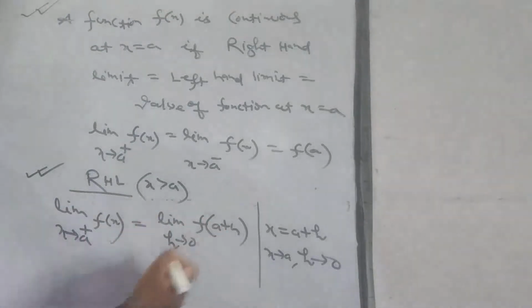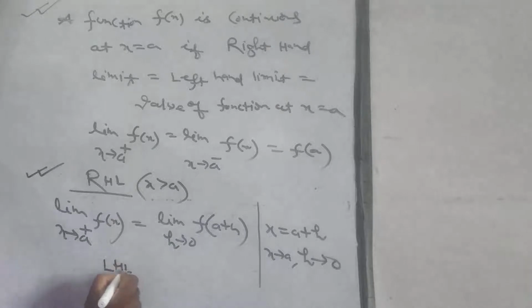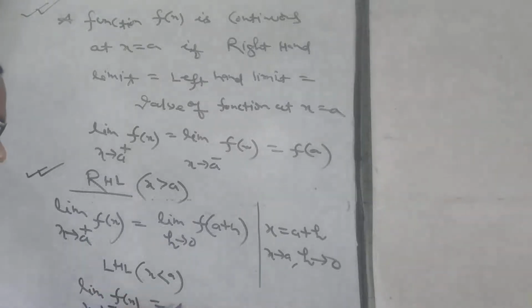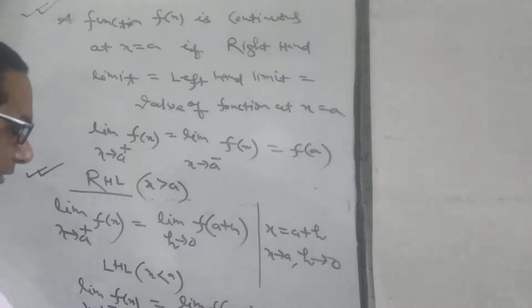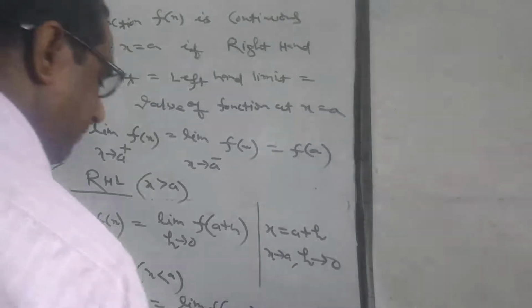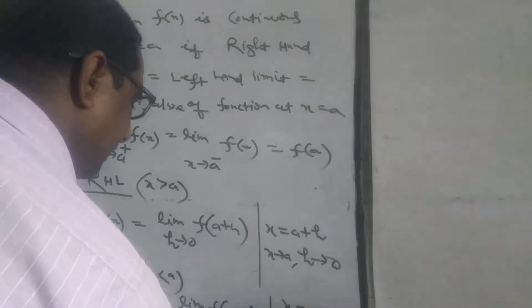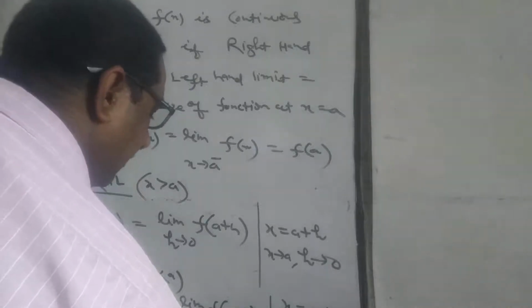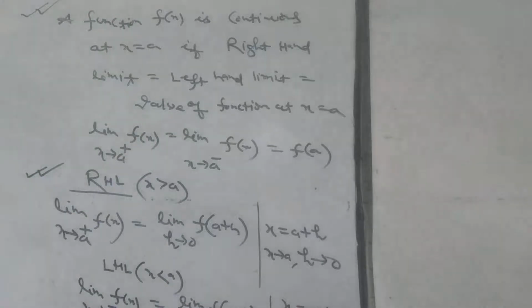How can you proceed step by step? What about LHL? That is x less than a, limit x tends to a minus f(x), that is limit h tends to 0 of f(a minus h). So here x is equal to a minus h, and if x tends to a, h tends to 0. This is how we can write right hand limit and left hand limit.